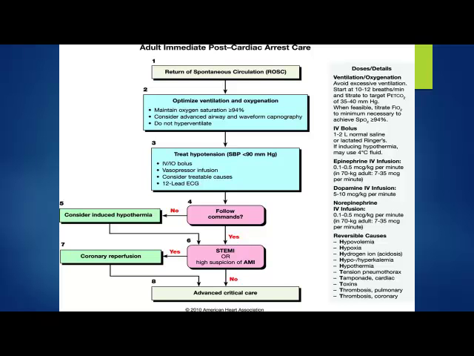We drop the body temperature down so that metabolism is not required as much. There's not as much energy required for metabolism. So your inclusion criteria is going to be important. It needs to be a witnessed arrest. They need it to be in a shockable rhythm. And then if you get return of spontaneous circulation, they need to have no neurofunction.